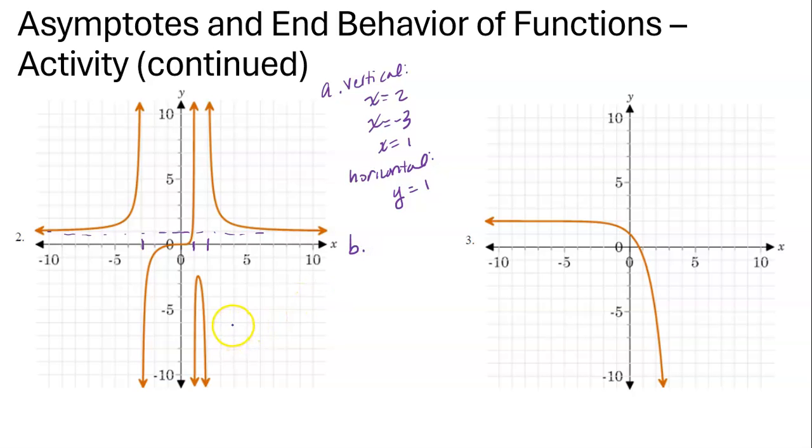And B is what is my end behavior. As f of x or y approaches 1, x approaches positive or negative infinity. So that happens here, at this end behavior, and here. Okay, let me erase this and I'll do this next side.